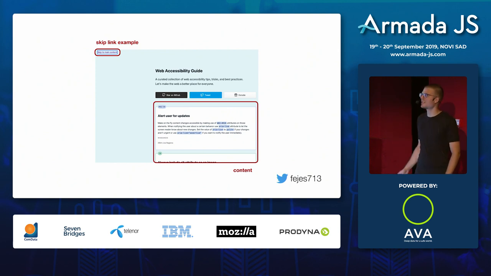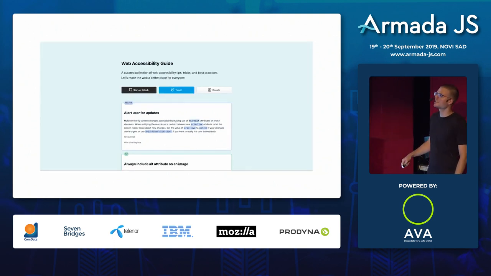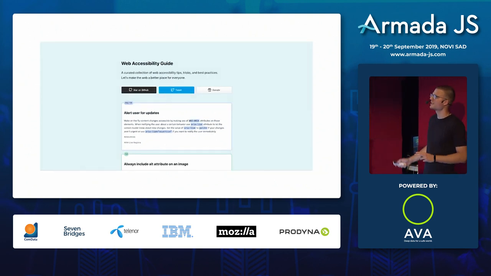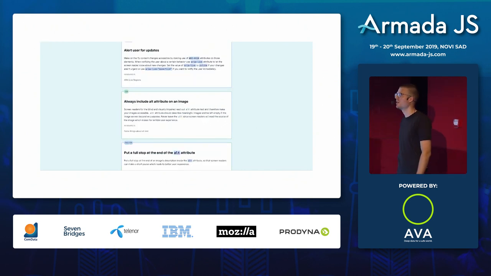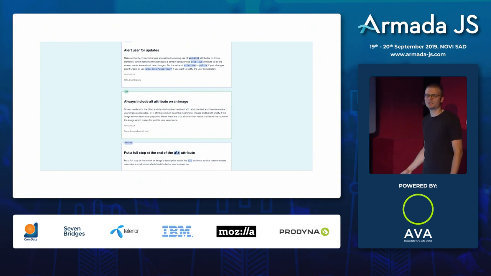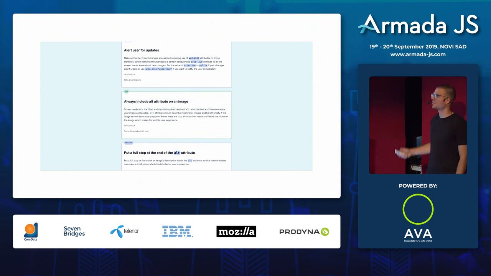So how would that work? Basically, you have a button, and once it's selected with tab, the screen reader will announce it as a skip to main content button. And here is an example of it. When I press tab, you see it up there. You press it, and it focuses the main content of the page. That is really useful for bigger websites that have a huge navigation and a bunch of images at the top of it.